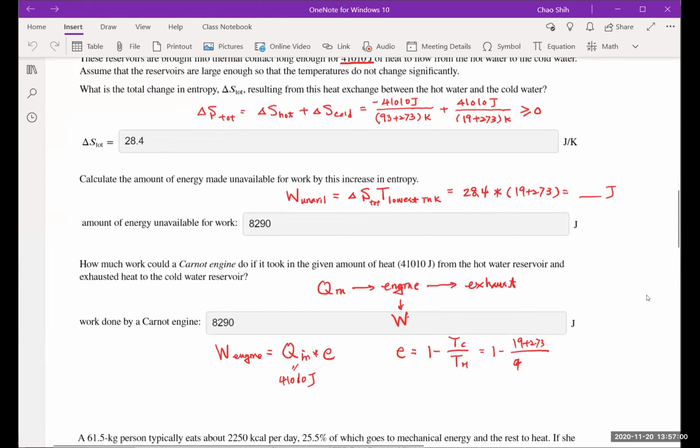Okay, so I'm trying to calculate the efficiency. It's 1 minus the cold over the hot. The cold is 19 degrees plus 273, and hot is 93 plus 273. And that's how you get the efficiency. Then you can use that efficiency multiplied with 41,000, and that will be the heat. That will be the work of the engine.